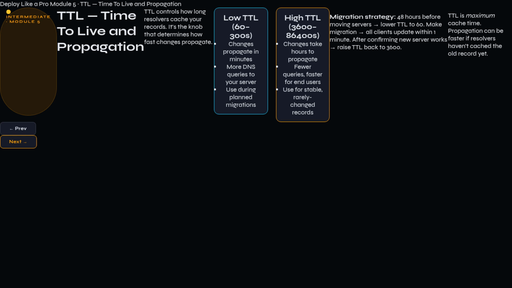TTL doesn't guarantee propagation time, it's the maximum time a resolver will cache before requerying. Actual propagation can be faster because resolvers may not have cached the old record. But TTL is the worst case time. For new deployments where there's no old record to expire, TTL doesn't matter much for the initial setup. Start at 300 seconds.